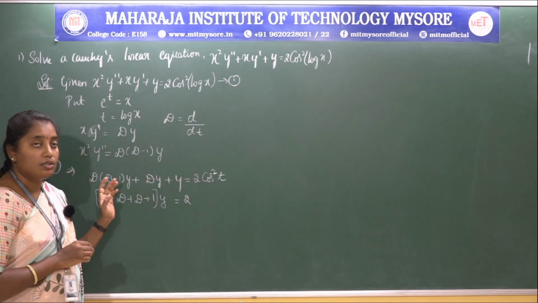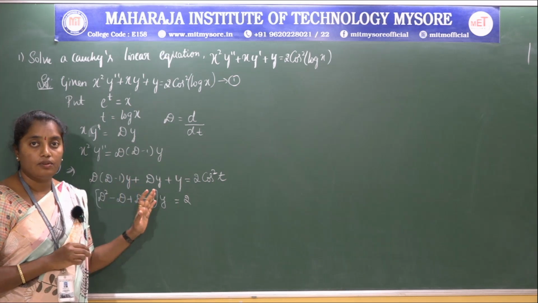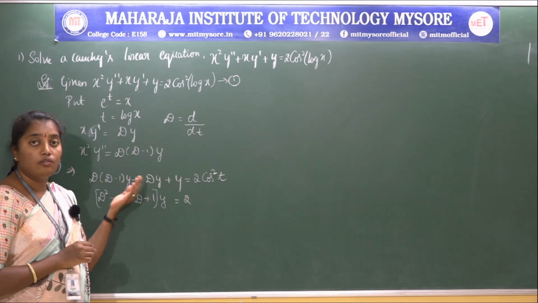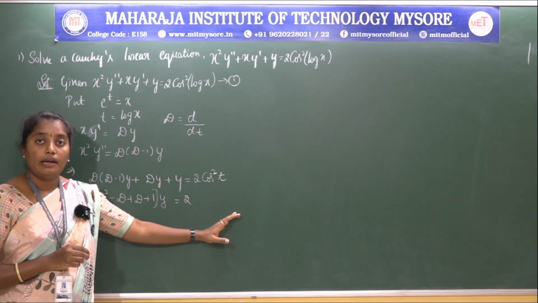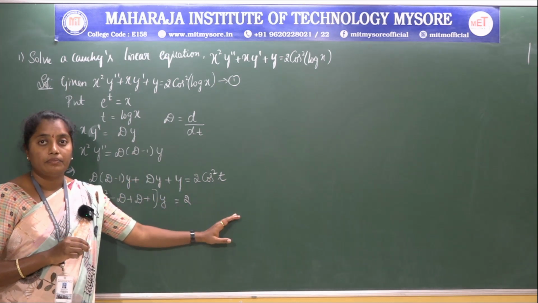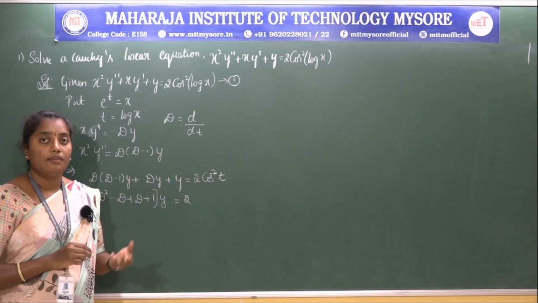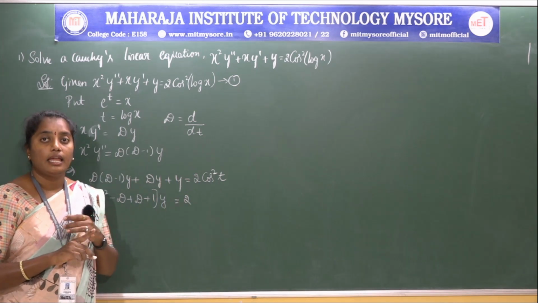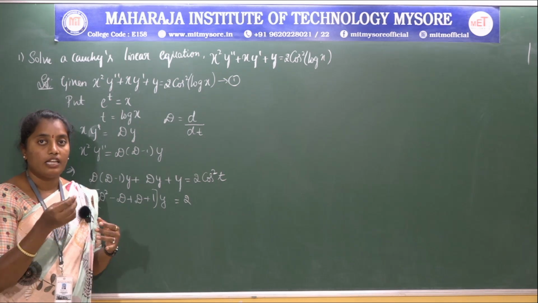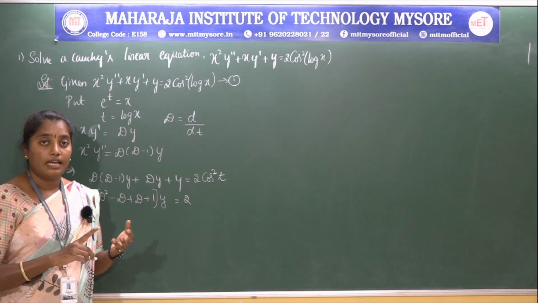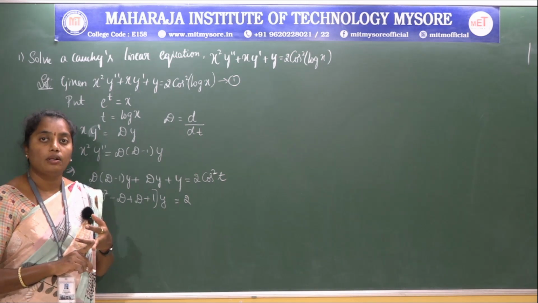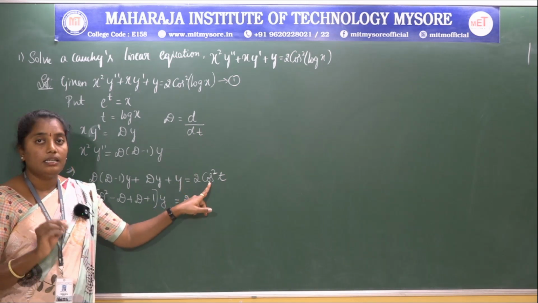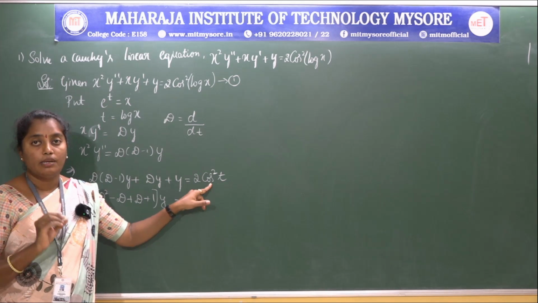To find the solution of an equation with constant coefficient, we have to find the solution of the LHS part, that is the complementary function, and the RHS part, that is the particular integral. To find the particular integral, we have three types. One is an exponential function. Second, type 2, that is a trigonometric function, and type 3 is a polynomial. So this comes under type 2, that is a trigonometric function.